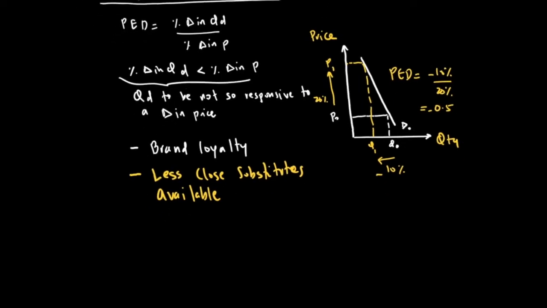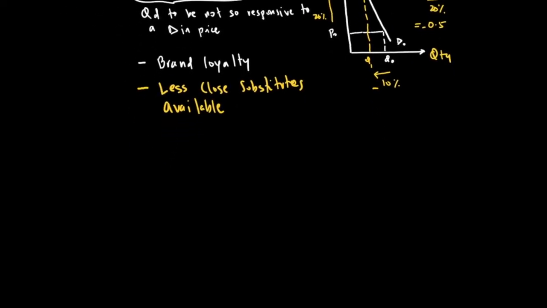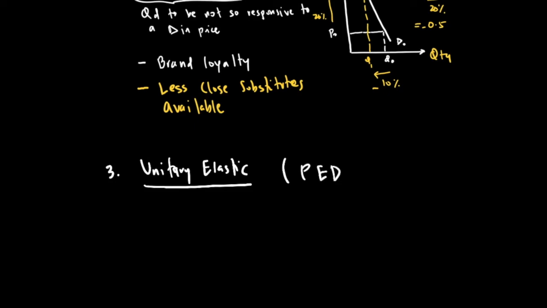Next up is our unitary elastic demand curve. So this is number 3. Our number 3 is what we call our unitary elastic demand curve. If you ask me for an example, I may say I do not know, but any good that has a value of PED equal to 1, we call it a unitary elastic demand curve. How do you get a PED of 1?